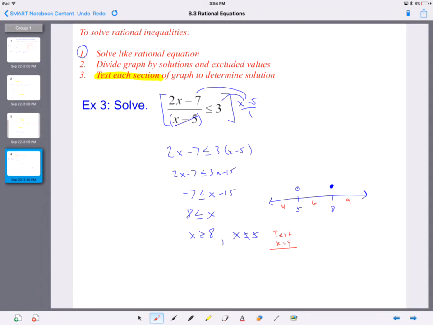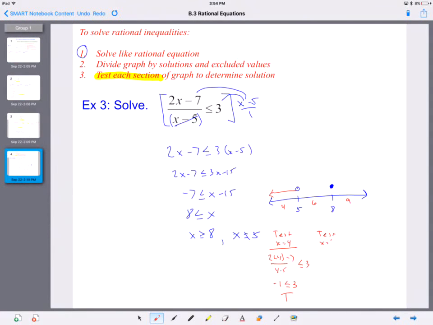So I'll plug 4 back in. 2 times 4 minus 7 over 4 minus 5. And we want to see if it is less than or equal to 3. And so that'll be 1 over negative 1. So when you simplify that, that's negative 1 is less than or equal to 3. Well, that is a true statement. So that means this part of the graph is part of your solution. And then we'll do the next section.